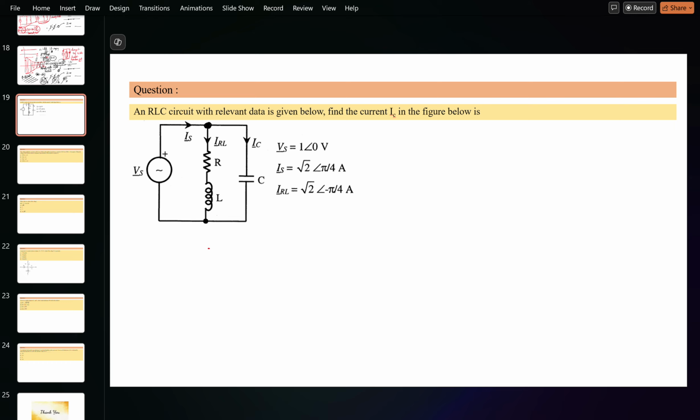The final answer is 2 angle pi by 2, sir. Okay. Anybody else? 2 angle 90, sir. I got the same answer, 2 angle 90 degrees. Okay. Anybody else who is trying?